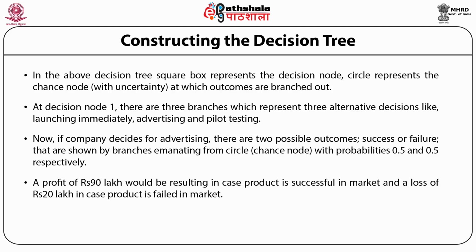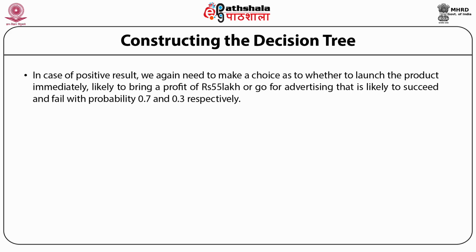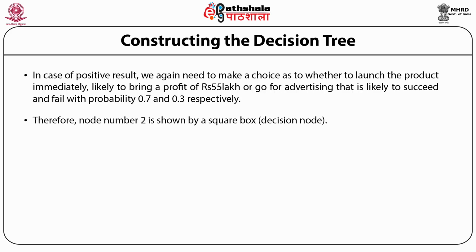Now, the second alternative decision at decision node 1 is to go for pilot testing. That is likely to give positive or negative results with probabilities 0.6 and 0.4 respectively. In case of positive results, we again need to make a choice as to whether to launch the product immediately, which is likely to bring a profit of rupees 55 lakh, or go for advertising, which is likely to succeed and fail with probability 0.7 and 0.3 respectively. Therefore, node number 2 is shown by a square box.